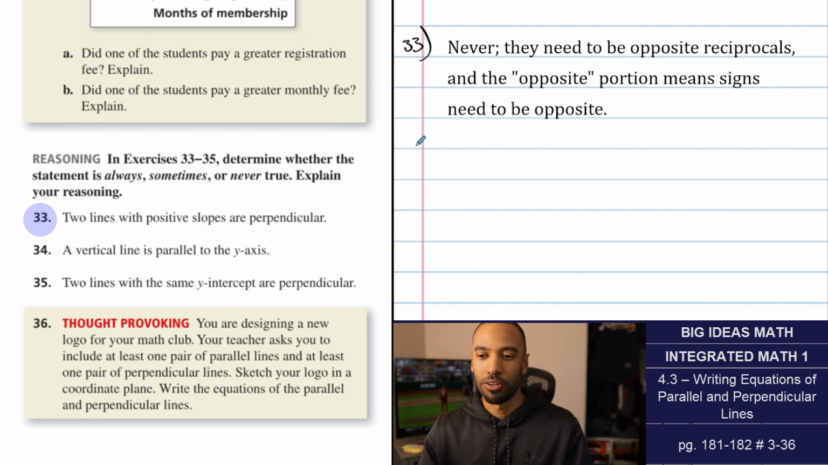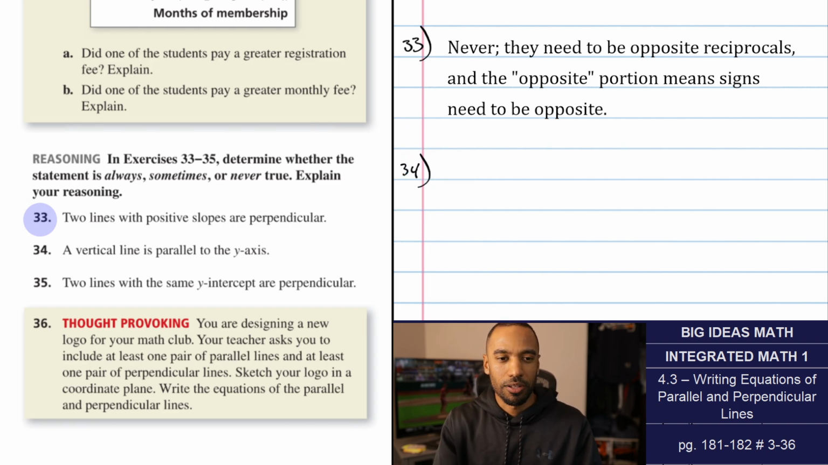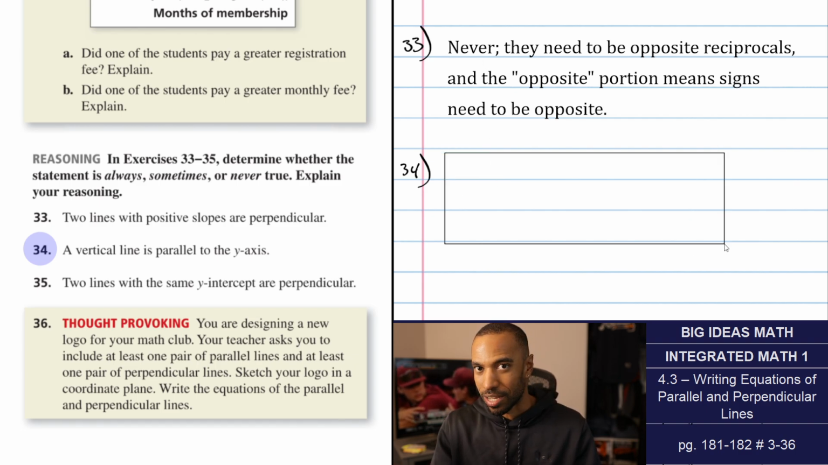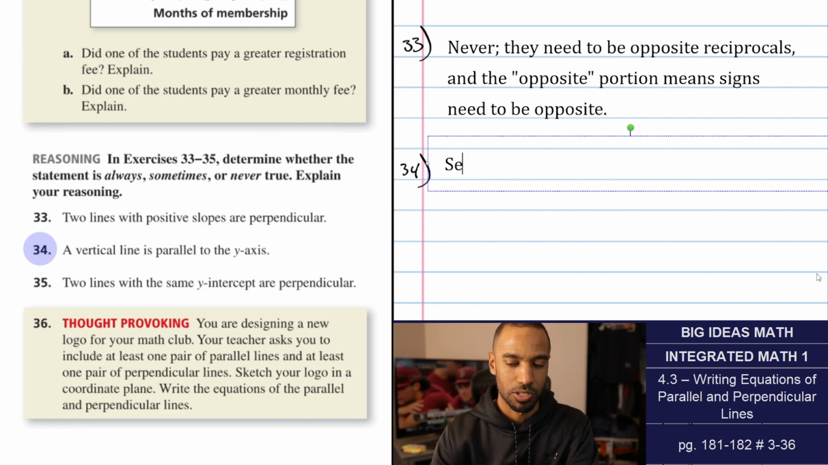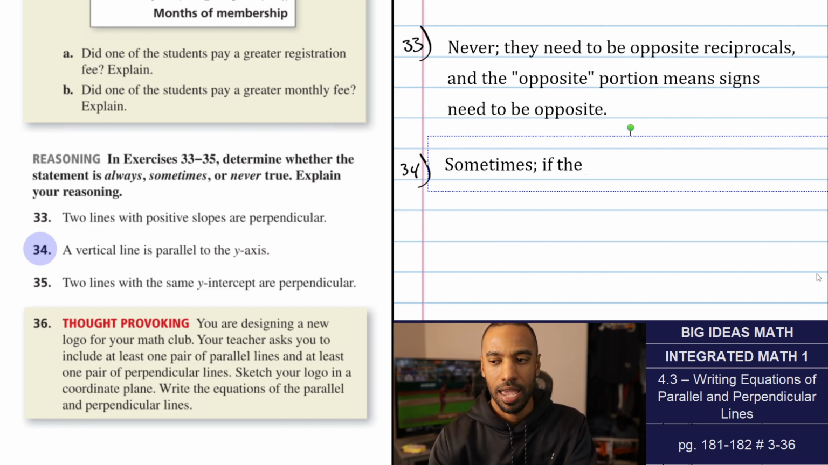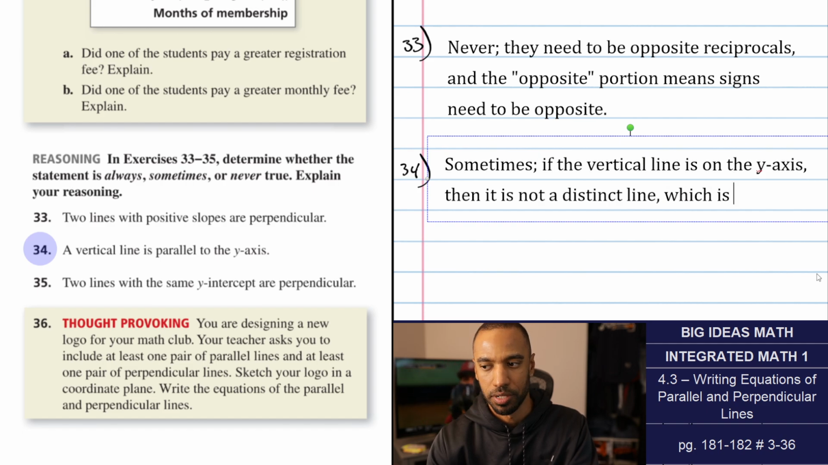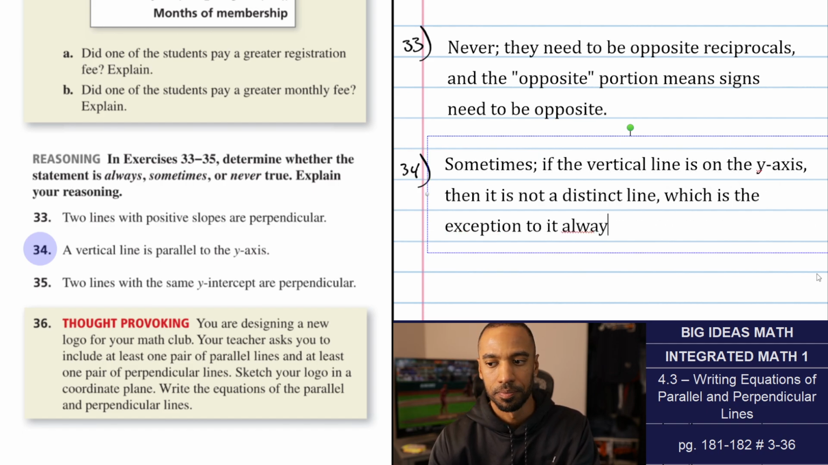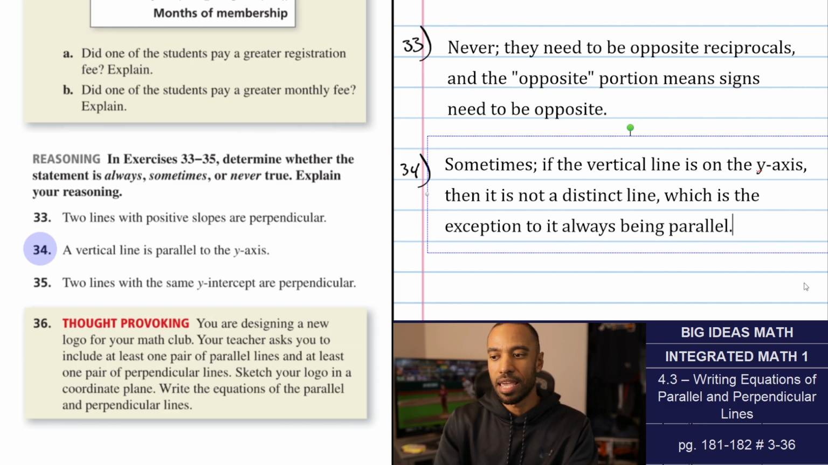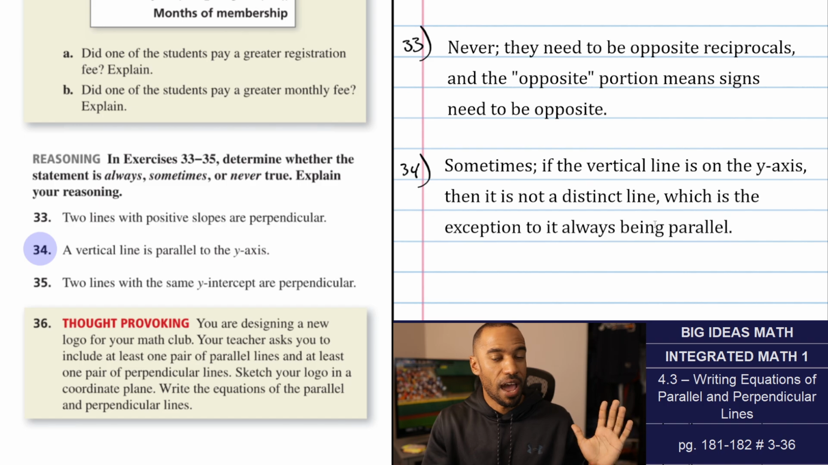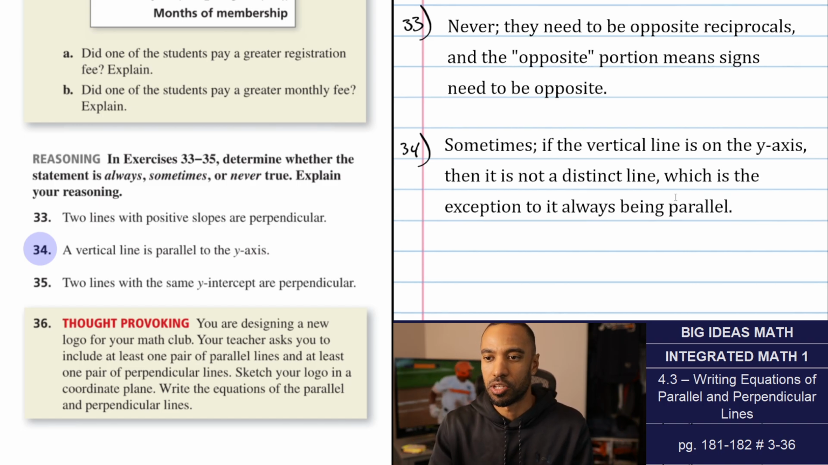Number 34, a vertical line, undefined slope. A vertical line is parallel to the y-axis. Well, the y-axis is vertical. Vertical lines are always parallel to each other, but they have to be distinct. So what if the vertical line is the y-axis? This is a sometimes case. If the vertical line is on the y-axis, then it is not a distinct line, which is the exception to it always being parallel. So, sometimes cases are, when is it true? When is it not true? It's always true in every situation with this one exception. So that makes it a sometimes.